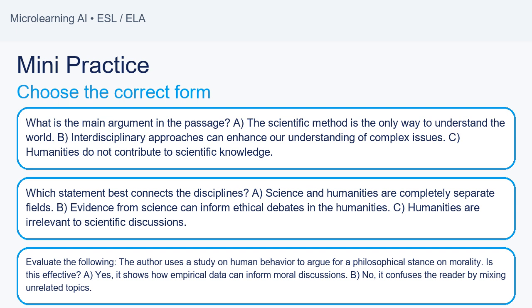3. Evaluate the following. The author uses a study on human behavior to argue for a philosophical stance on morality. Is this effective? A. Yes, it shows how empirical data can inform moral discussions. B. No, it confuses the reader by mixing unrelated topics. Answer: A.